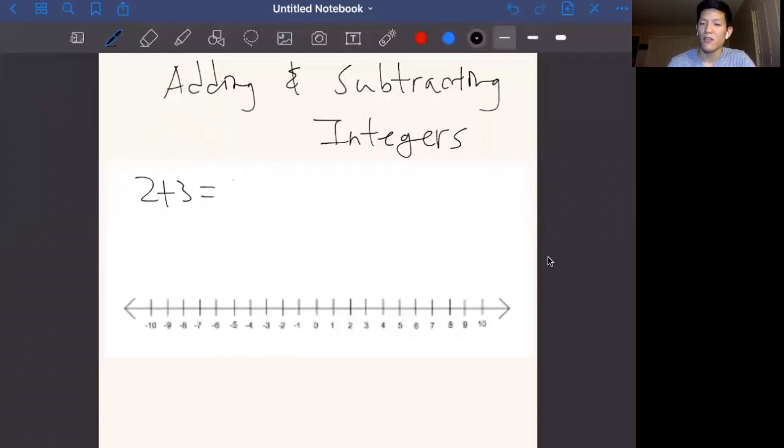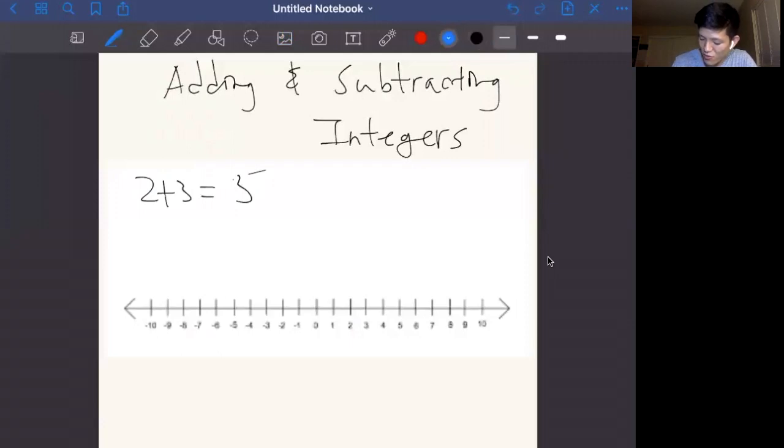Adding and subtracting integers. Let's first look at adding integers. Take a look at this number line and the question I have here, 2 plus 3. Well, we know that's equal to 5, right? 2 plus 3 is equal to 5. Now on the number line, how does that look?